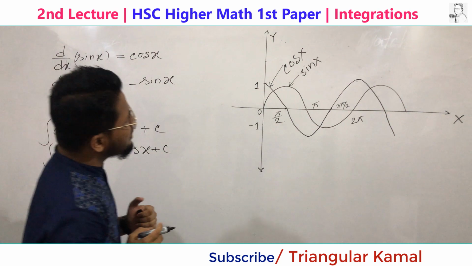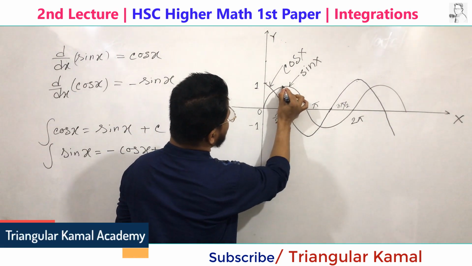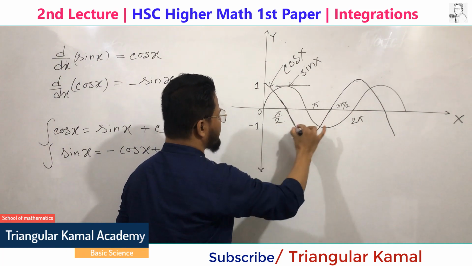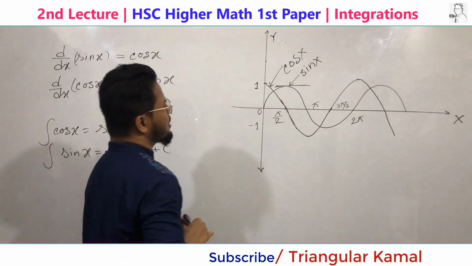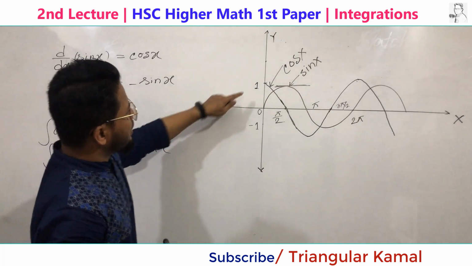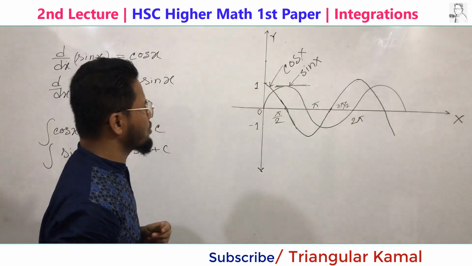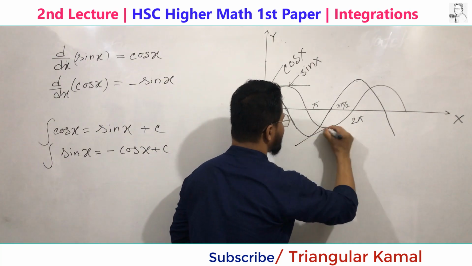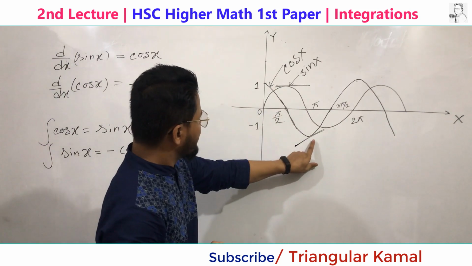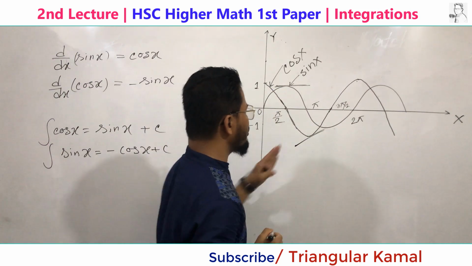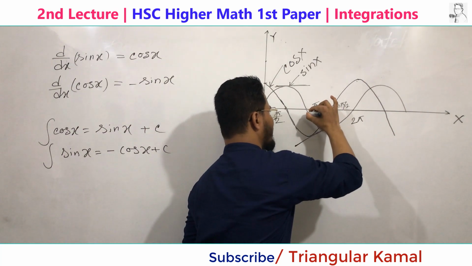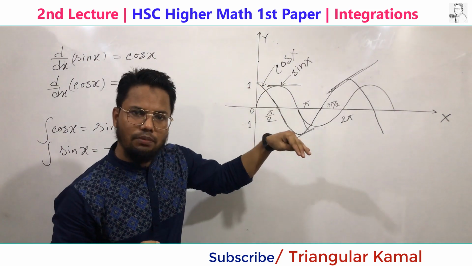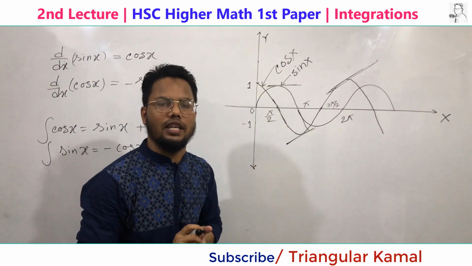But when we look inside the graph, this slope is 0, but this slope is negative. So when sin gives 0, the cos graph gives a negative slope. But see here, at this point the cosine graph gives a positive slope and the sine graph here gives a negative slope. When the sine graph is positive, then the cosine graph at this point will be negative.